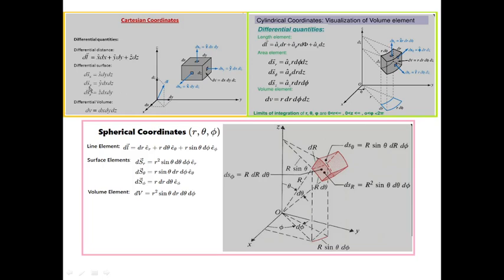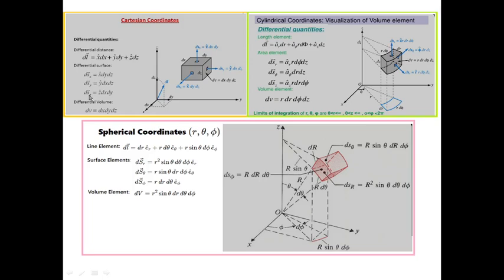Similarly, ds y, this is the elemental surface which is along y direction. It will be y hat dx dz. This side is dz and this side is dx. So it is y hat dx dz. Two elemental surfaces will be here, this side and from this side. One will be positive y hat direction, another will be negative y hat direction.